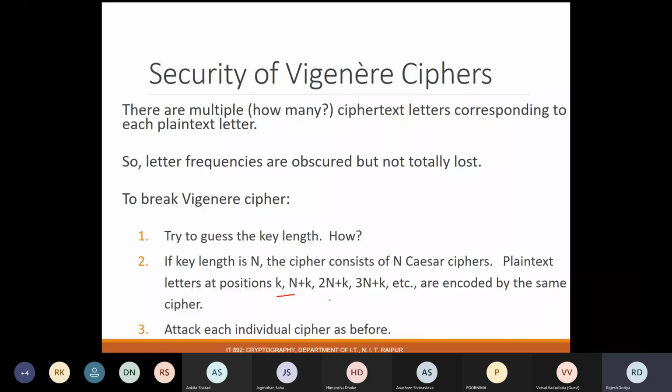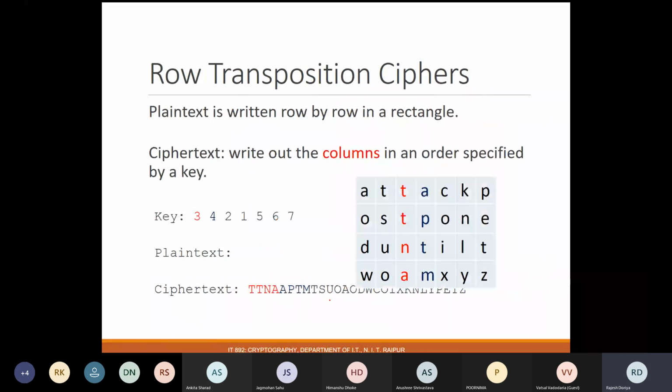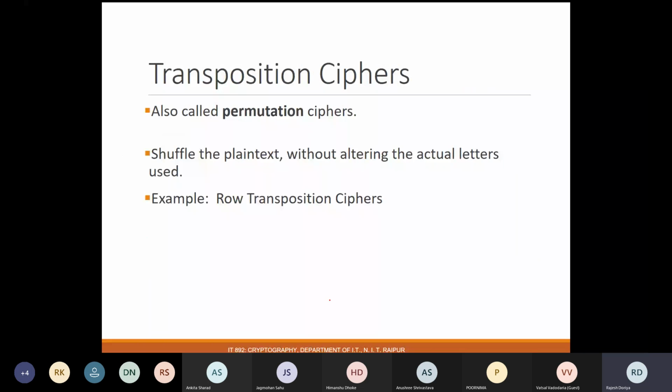Then there are also some techniques called transposition ciphers. So as we have discussed briefly, in transposition ciphers we just rearrange the alphabets.